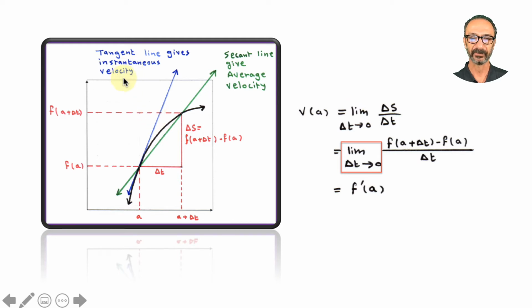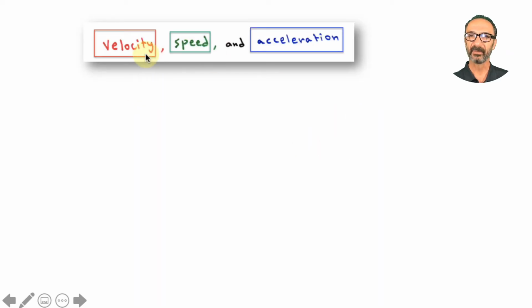Instantaneous velocity. All right, let's talk about some keywords and stick to the topic: velocity, speed, and acceleration.